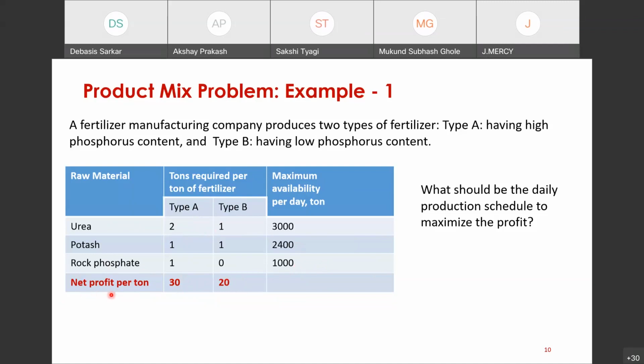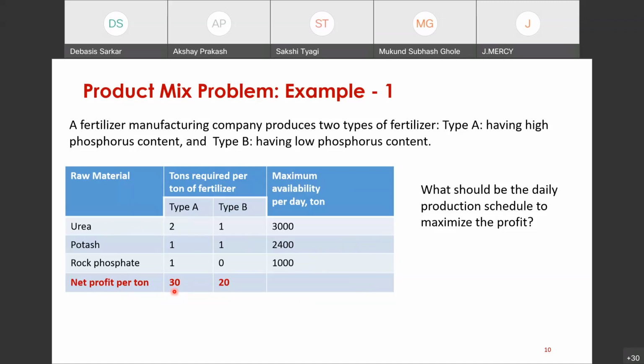So it may be, say, INR per ton or any other currency per ton. Net profit in some unit, let us say INR or whatever. It may look a little less, right? One ton profit per ton is only 30, but just imagine that that is unit profit, profit in some unit per ton of fertilizer A and fertilizer B.